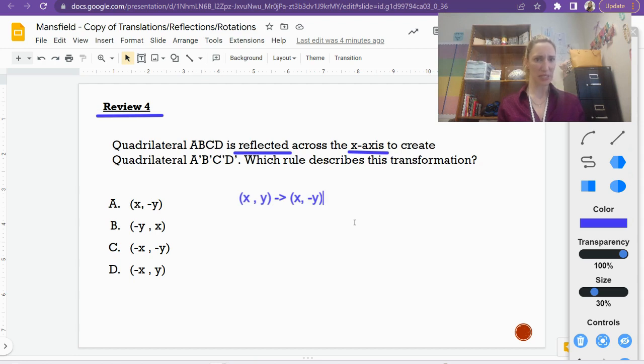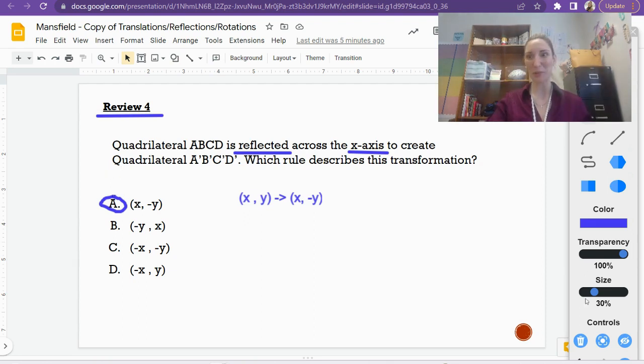Which one says that? A, B, C, or D? Let me see. X first, Y. That's a letter A, right? That's my letter A, right over here. Letter A says that X stays the same and Y changes sign. Did that make sense? Did that kind of bring reflection back for you as well?